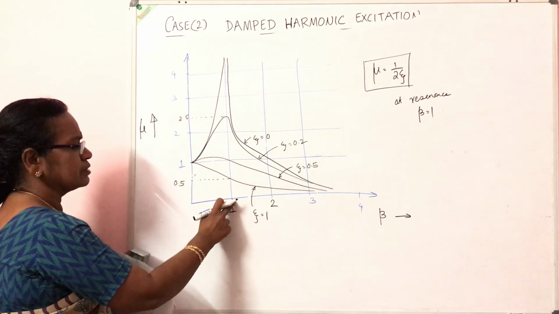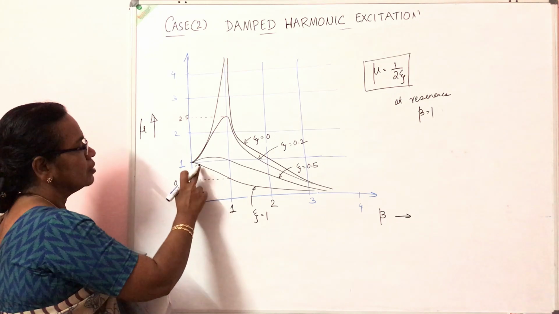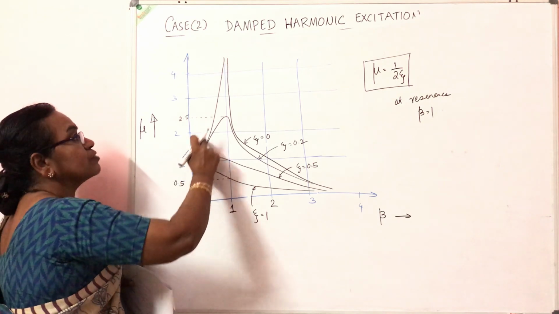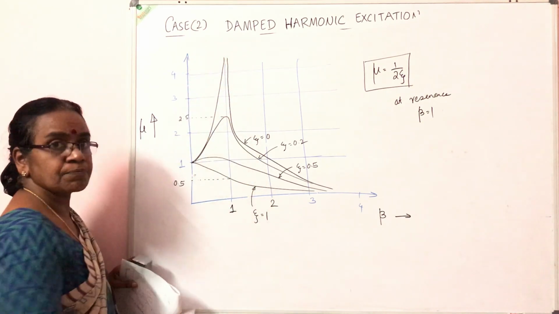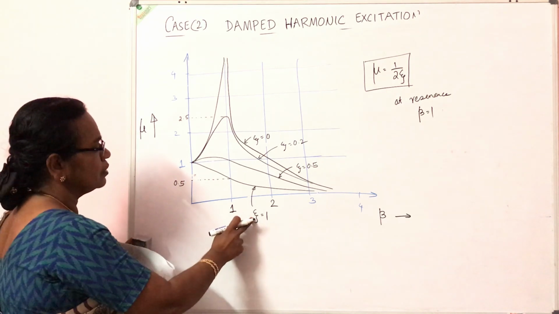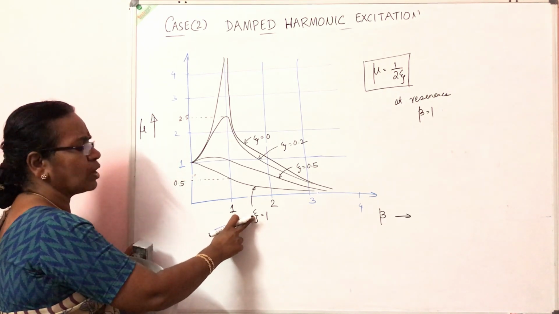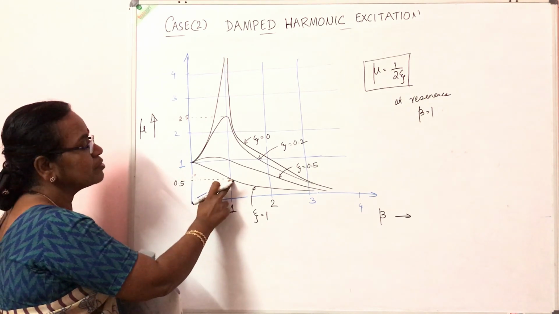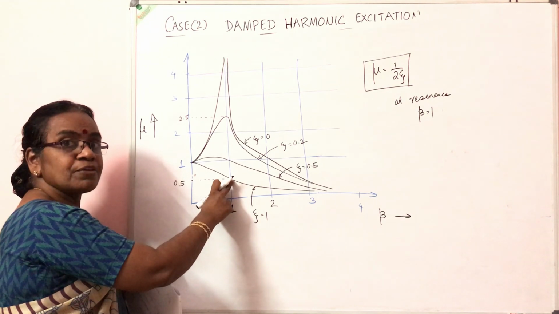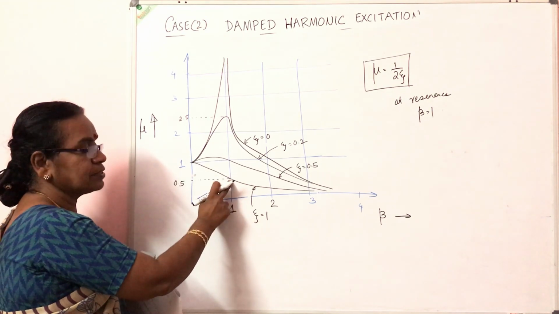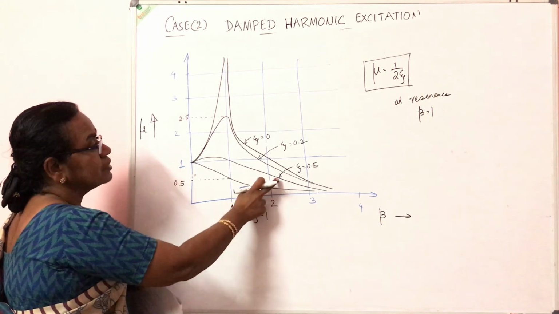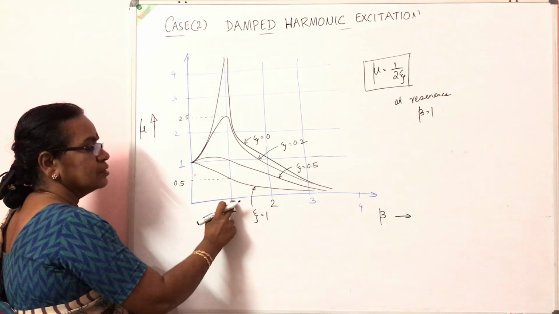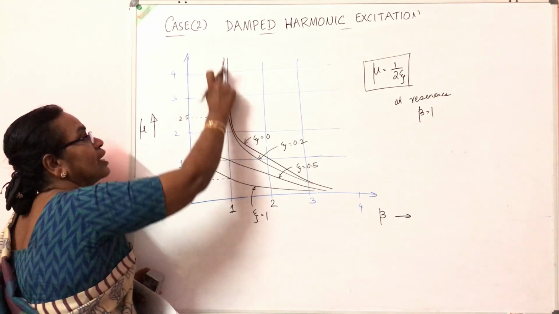So when beta is equal to 1, at the frequency ratio of 1, when there is no damping, when psi is equal to 0, the response of the structure or the displacements will go infinite. Whereas if the damping ratio in the system is 1, which means a critically damped system, the response will be only 0.5 times the static displacement. And when the damping ratio is 0.5 at resonance, this corresponds to the resonance line, beta is equal to 1.